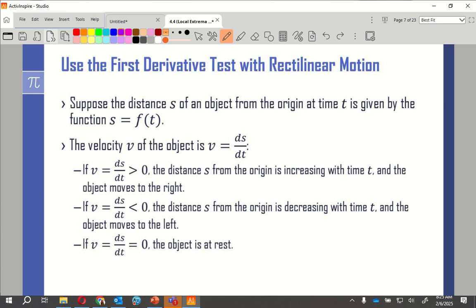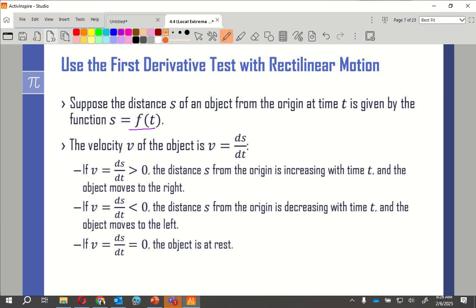Use first derivative tests with rectilinear motion. Suppose that the distance s of an object from the origin at time t is given by the function s is equal to f of t. Velocity of the object is the derivative of the position, so I would take the derivative of this. If the velocity is greater than 0, distance s from the origin is increasing with time t, and the object is moving to the right. This is important.